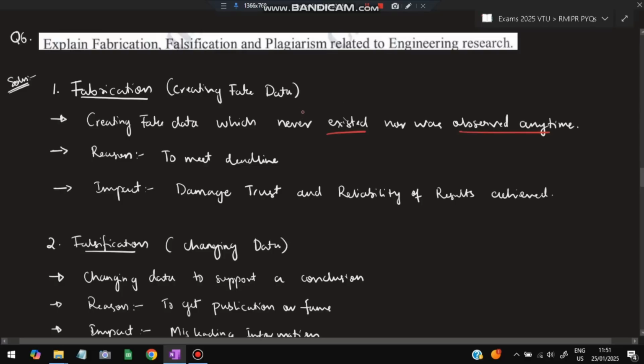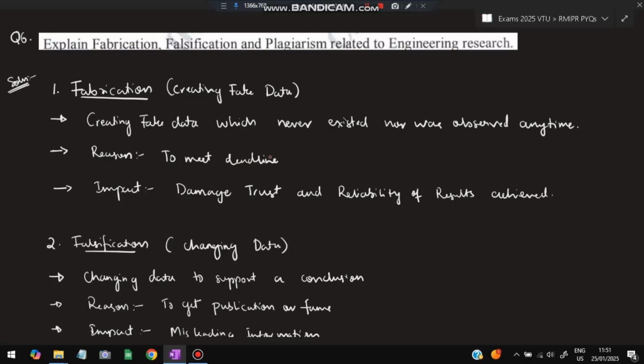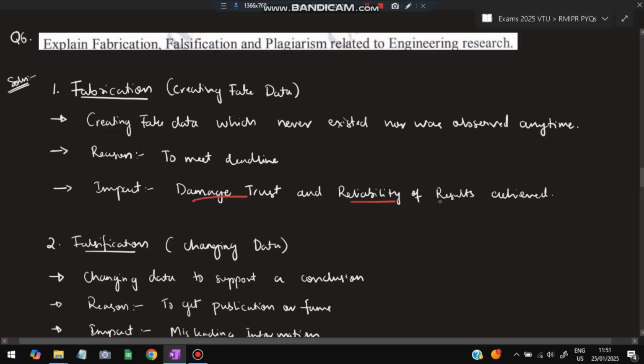But why do people create fake data? To meet the deadline. If the deadline is tomorrow and you don't have time to do the survey, or your calculation was wrong about how much time you required, because of that you will make fake data and publish it. What is the impact? It will damage the trust and reliability of the results achieved.